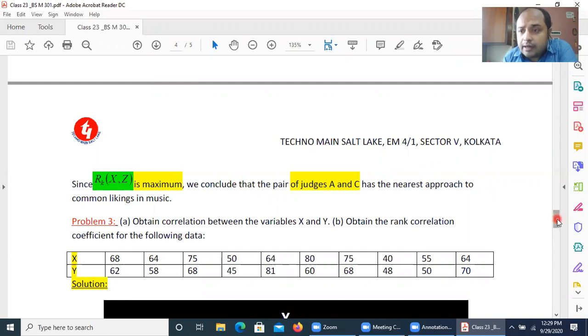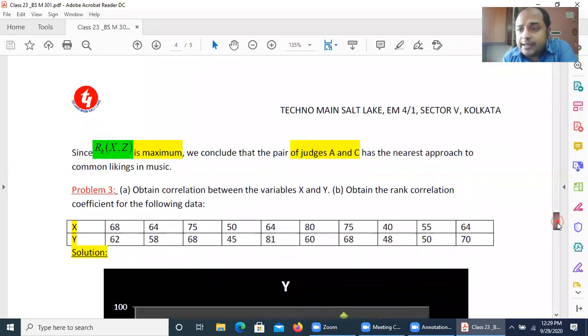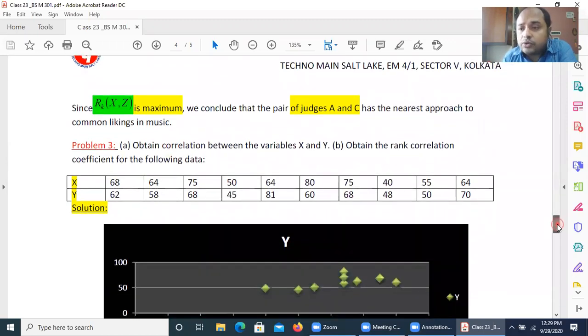After discussing these two ideal scenarios, let me now go to the next problem, which is the most important one of today's class. Problem number 3 is asking you to find out two different things. One is, obtain correlation between the variables capital X and capital Y. The other is, obtain the rank correlation coefficient for the following data. So I have to calculate both the correlations over here.